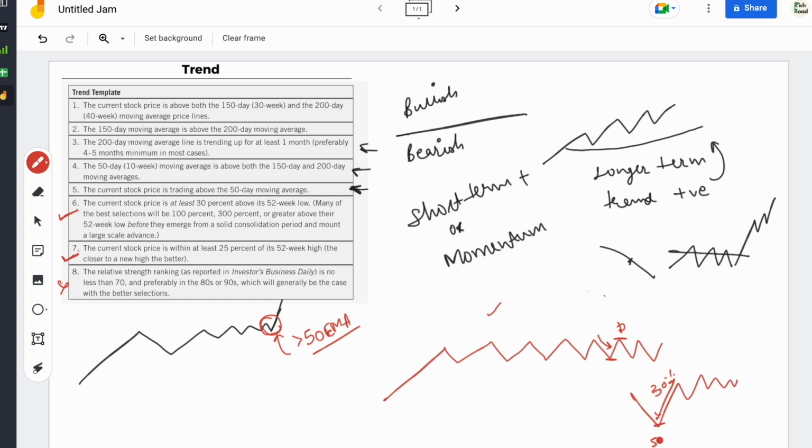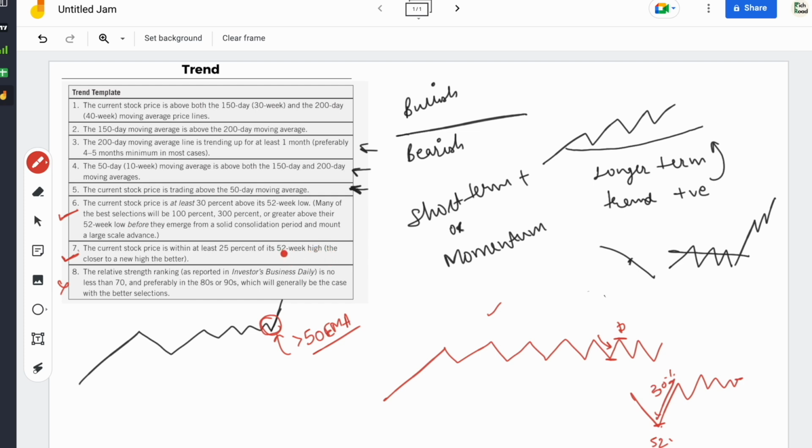And let's say this is your 52-week low and the price is somewhere here. This will imply that you are here, that you have some buyers with you on the left-hand side, which is a very important point. Then in the 7th, he says that the stock price is within at least 25% of its 52-week high.